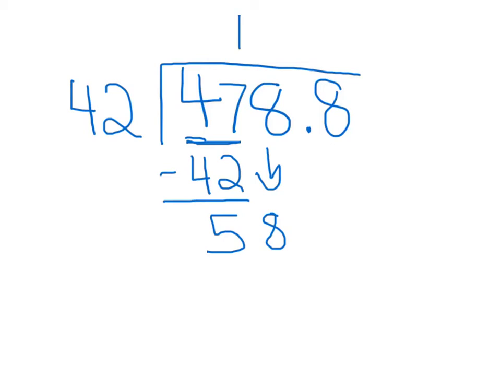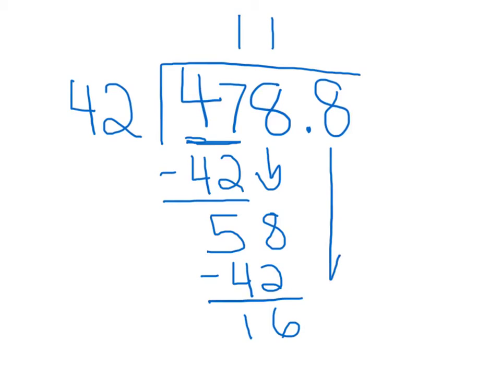Okay, how many times does 42 go into 58? Well, if I do 42 times 2, because that's pretty easy to double, we would get 84. That's way too big. So it means 42 can only go into 58 one time. 1 times 42 is 42, and we subtract. Bring down our next number, 8.